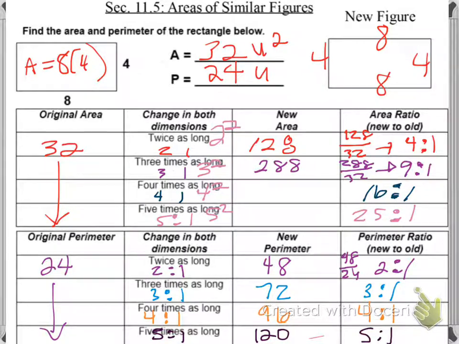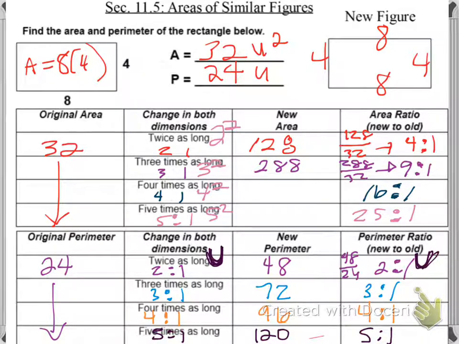Okay, so with perimeter, think about how you measure perimeter. Those are just in units. So whatever units are here, whatever the ratio is here, that's going to be the same ratio over here with your new perimeter.